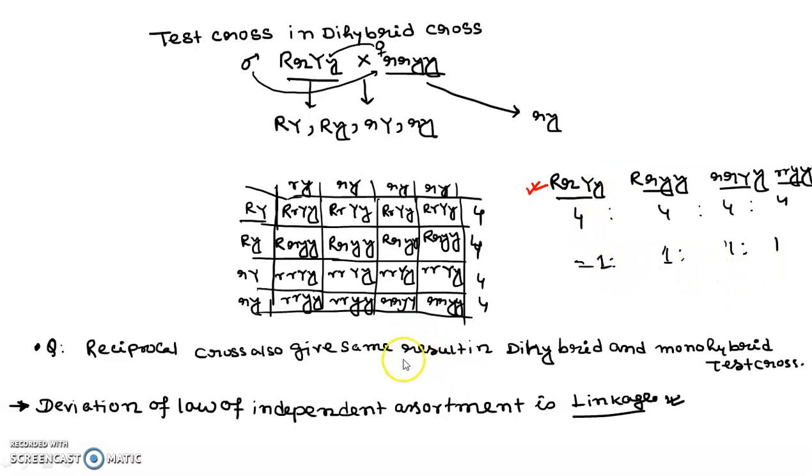A reciprocal cross also gives the same result in dihybrid and monohybrid test crosses. If we do a reciprocal cross in the case of dihybrid and monohybrid test crosses, then you also get the same result.